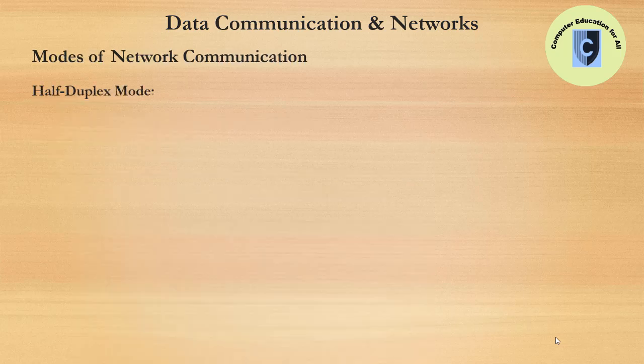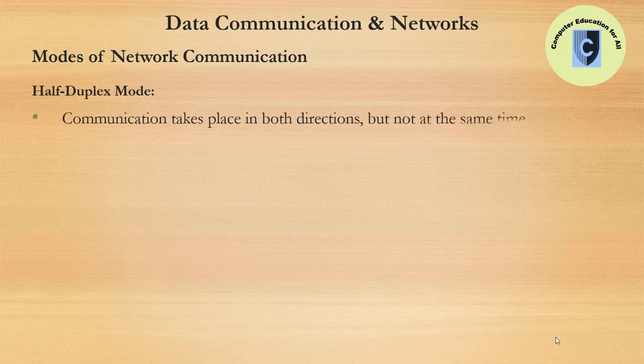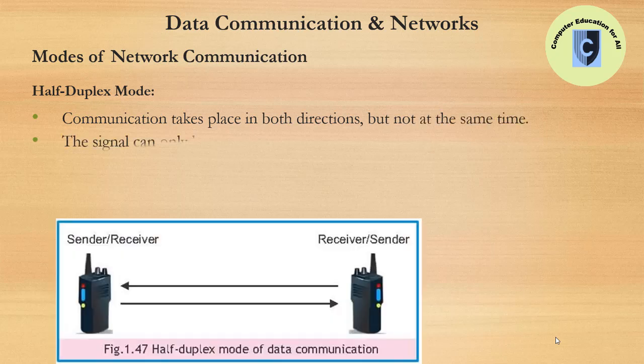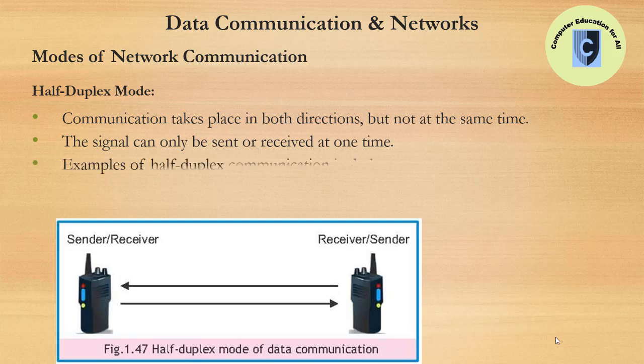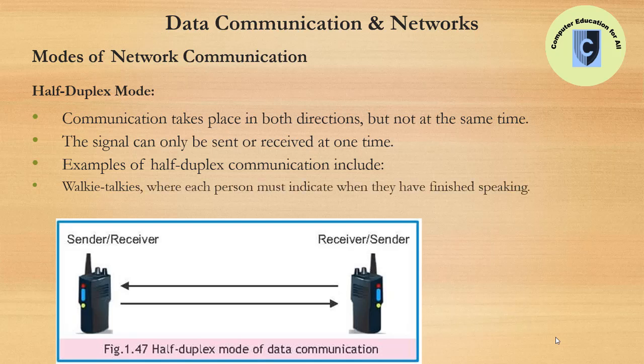Half-duplex mode. In half-duplex mode, the communication takes place in both directions, but not at the same time. The signal can only be sent or received at one time. A common example of this type of communication is the use of walkie-talkies as sender/receiver, shown in Fig. 1.47, where each of the persons communicating must indicate when they have finished speaking.